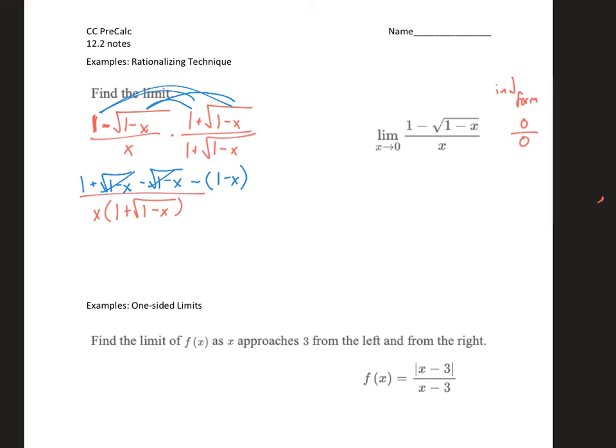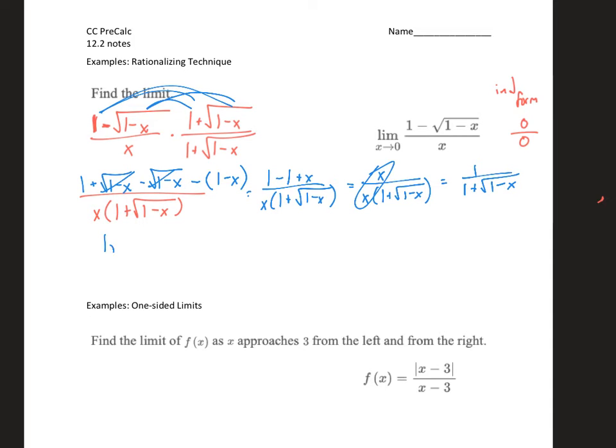So these guys add to be 0. So what I've really got is 1 minus 1 plus x all over x times 1 plus the square root of 1 minus x. That simplifies to be x in the numerator and x times 1 plus the square root of 1 minus x in my denominator. And that simplifies, because x divided by x is 1, to 1 over 1 plus the square root of 1 minus x.